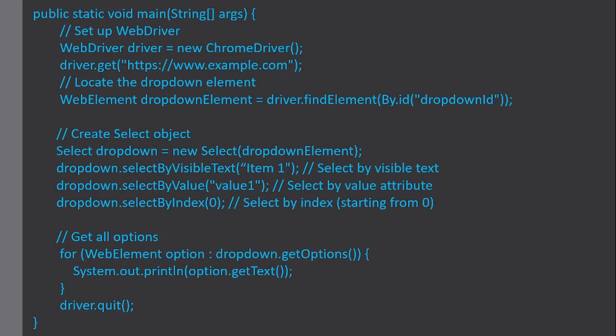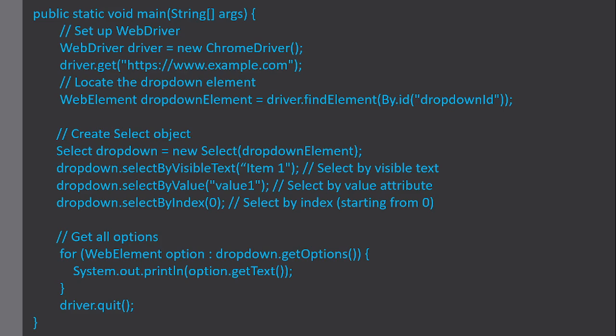Then by using the different methods of drop down handling, we can use any one of them and click on that particular element. Methods are dropdown.selectByVisibleText. Here we are passing the parameter as item 1. It will select by visible text. Then the second method, dropdown.selectByValue. Here we are passing the argument as value 1. It will select by value attribute.